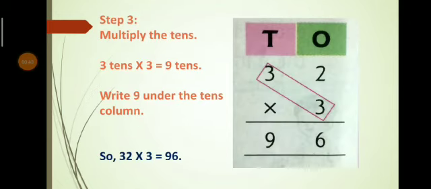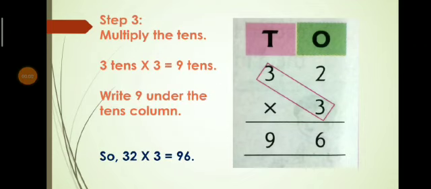Then, we will multiply the tens. That is 3 tens by 3. We will get 9 tens. So, we will write 9 under the tens column. So, we can say that 32 multiplied by 3 is equals to 96. Students, I hope you have understood this.